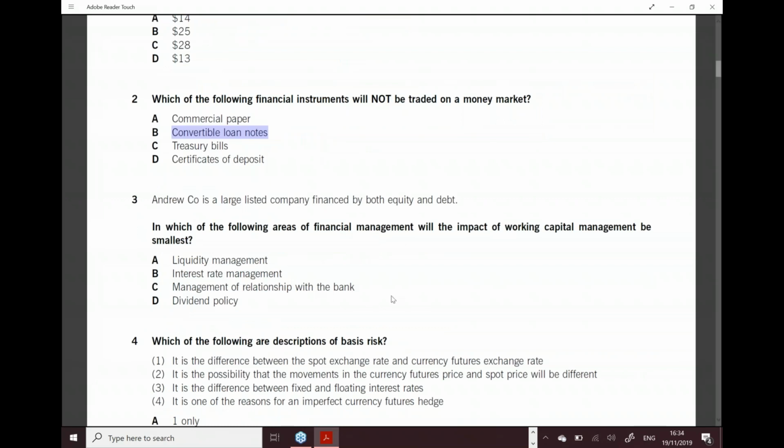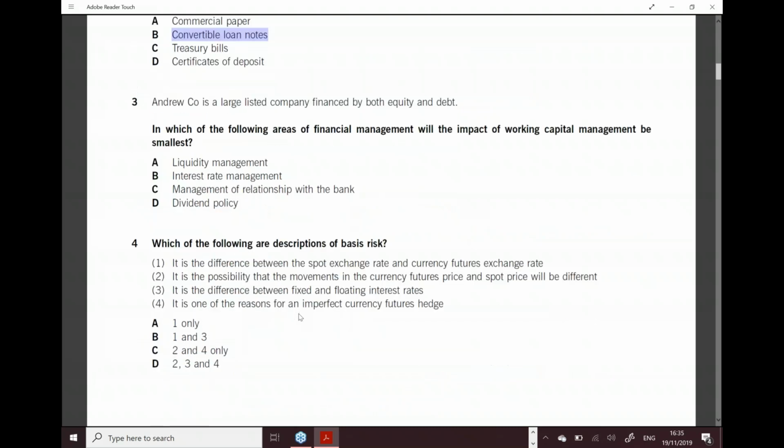Andrew Company is a large listed company financed by both equity and debt. Which of the following areas of financial management will impact on working capital management the smallest? Logically, dividend policy should be our answer, because everything else is more along the lines of working capital management. Yeah. Which of the following is a description of basis risk?